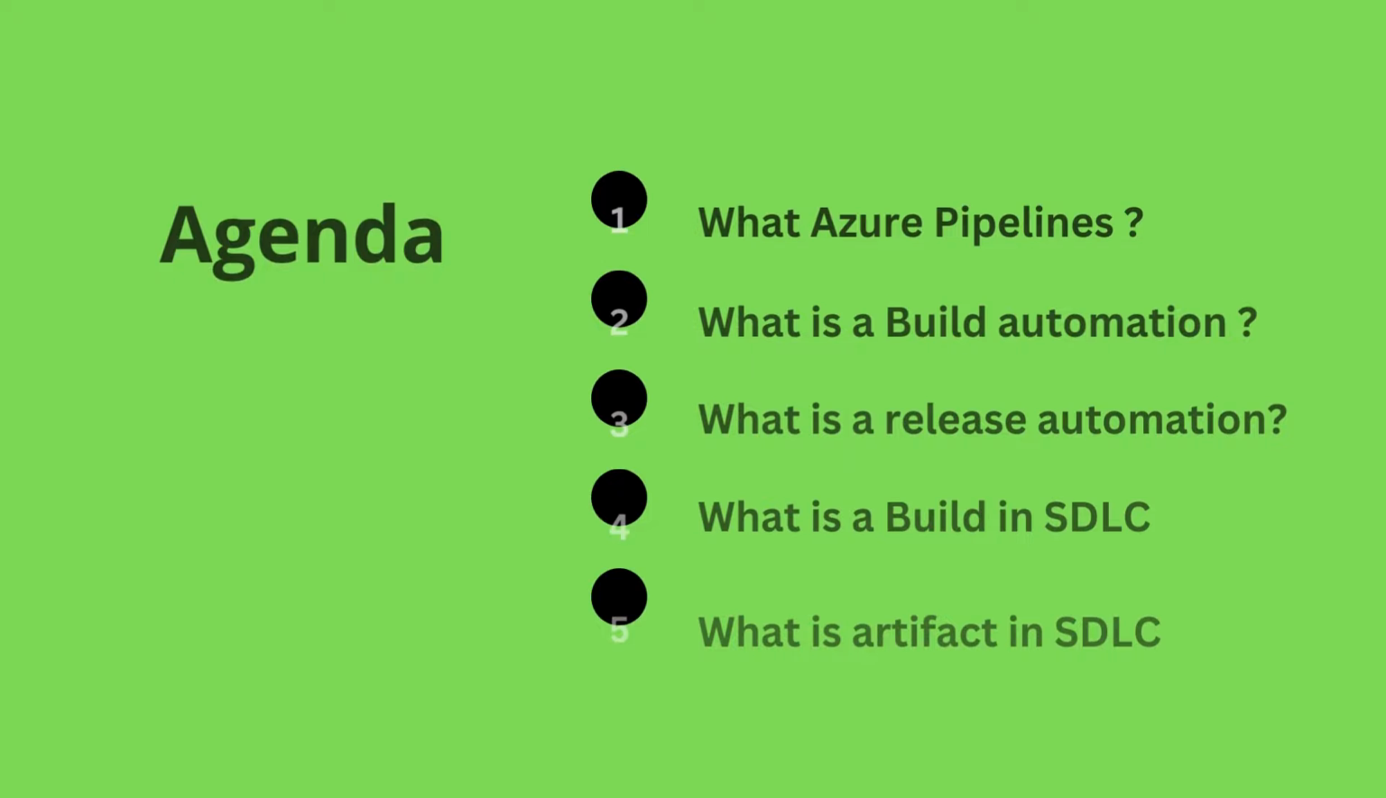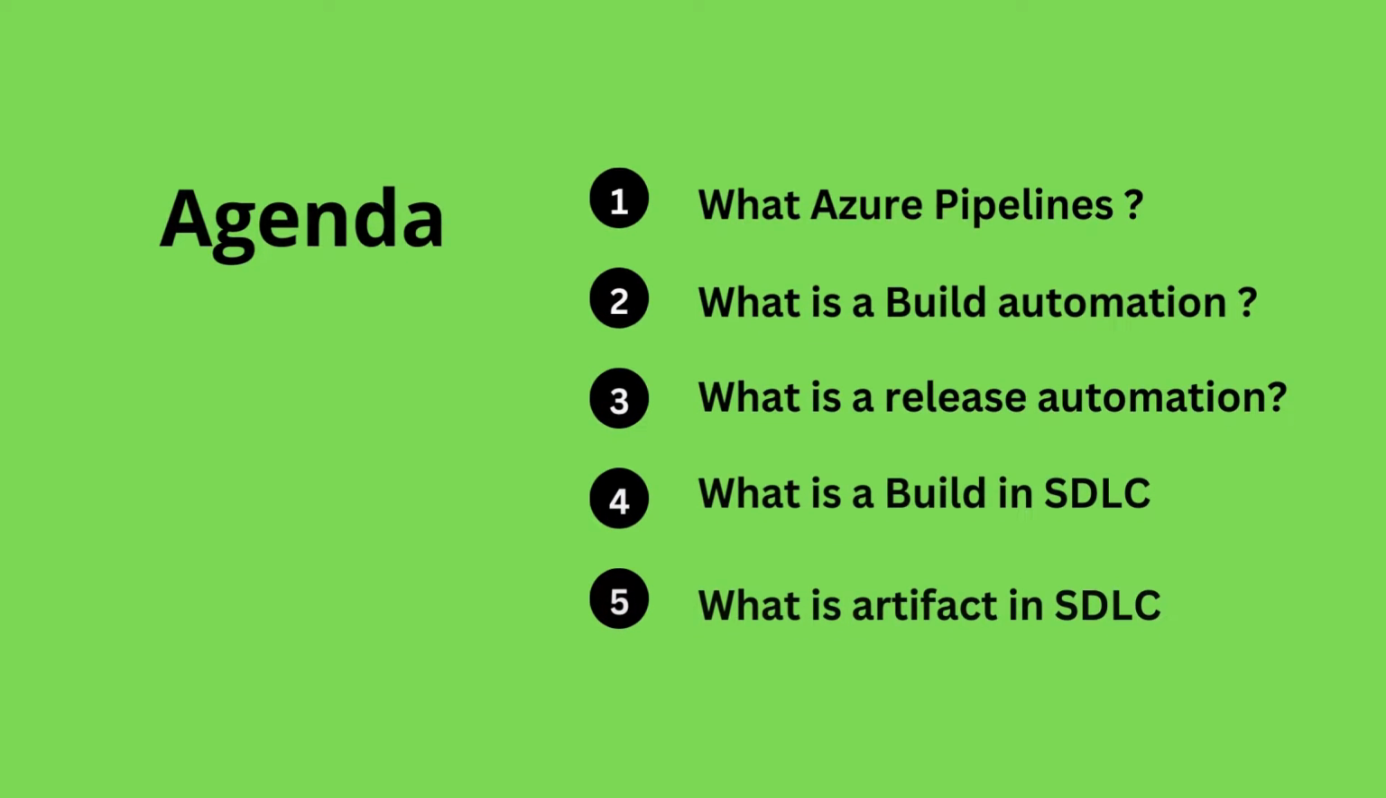Now here is the agenda for this video. First we will discuss what Azure Pipelines is. We will talk in a different way to understand the deployment process in a very easy manner. Then what is build automation? We will understand the build automation process as part of Azure Pipelines. Build automation is also called the continuous integration pipeline. Then we will discuss what release automation is. Release automation is called the continuous delivery of the project.